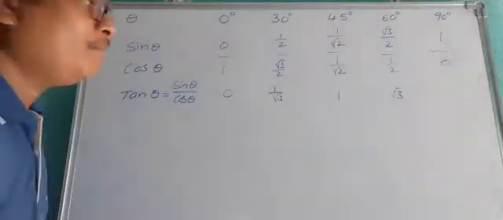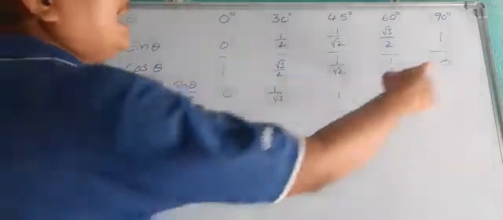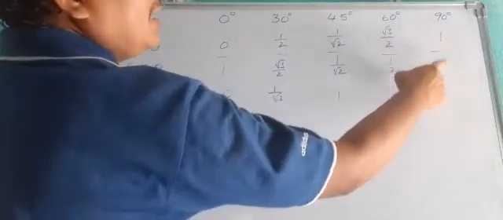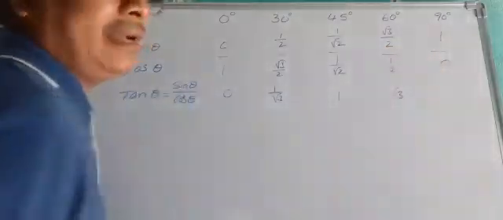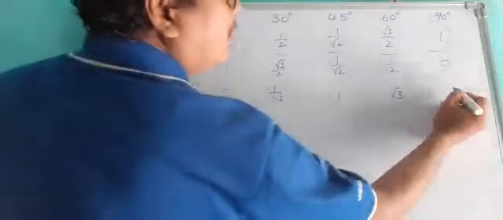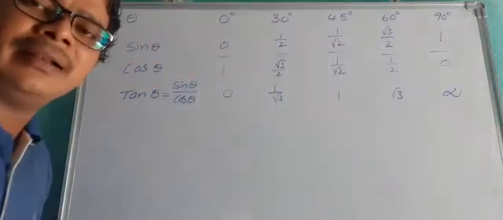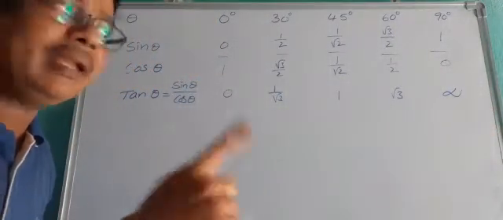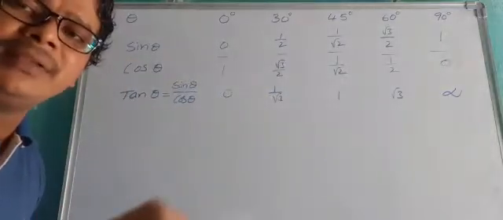And the last one, tan 90. Tan 90 equals sin 90 by cos 90. Sin 90 is 1 and cos 90 is 0, so 1 by 0 equals infinite. That means undefined. How to get infinite theoretically was already explained in our previous video.